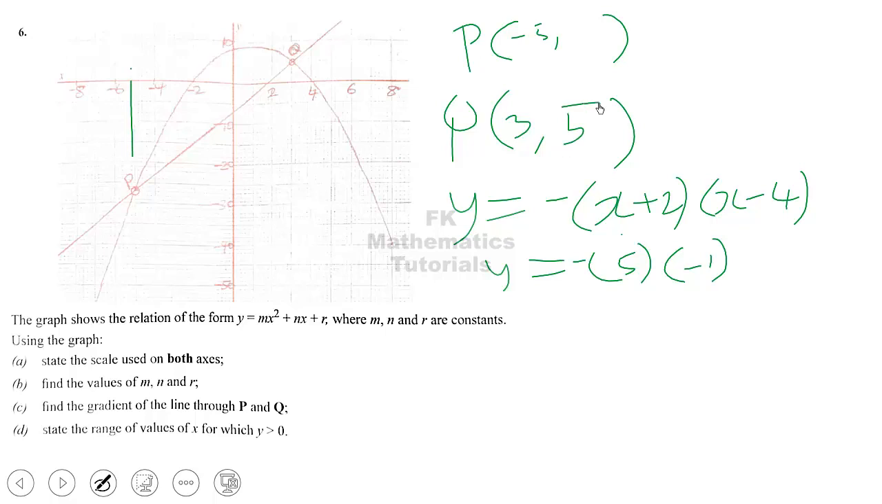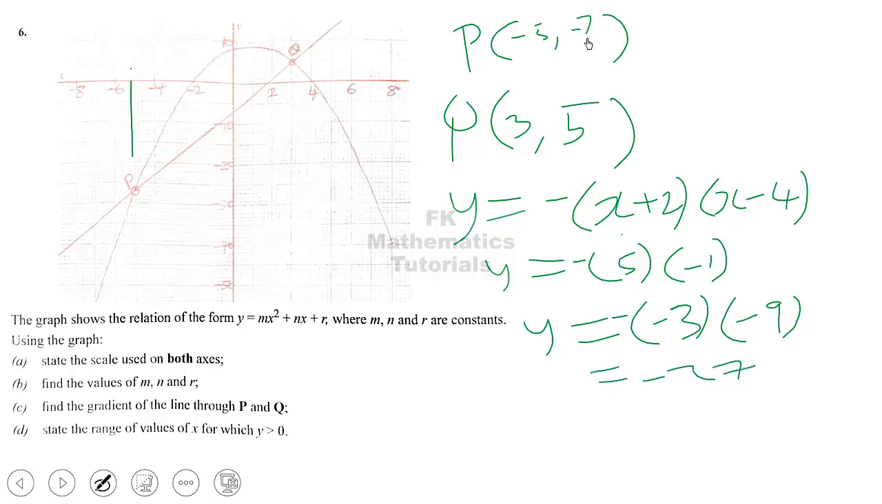Then when you put -5 here, you get y equal negative into bracket -5 plus 2, which is -3, and -5 minus 4 is -9. So this will give us -27. Now we need to find the gradient.